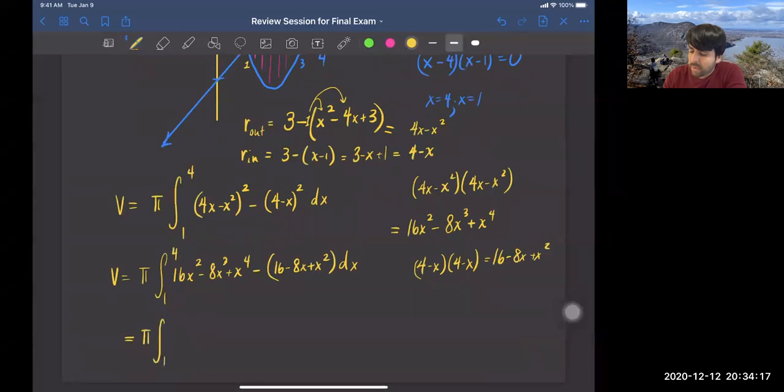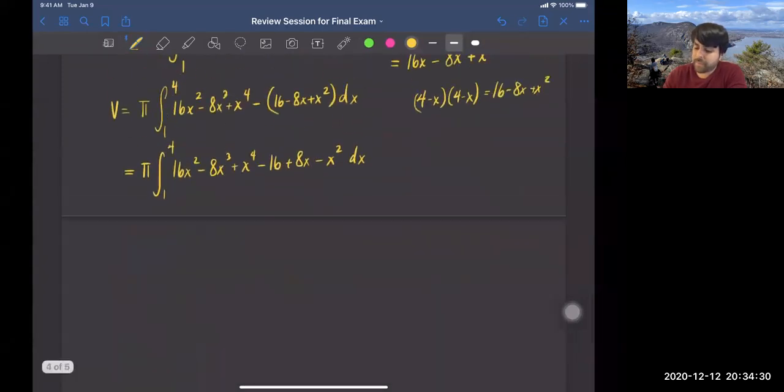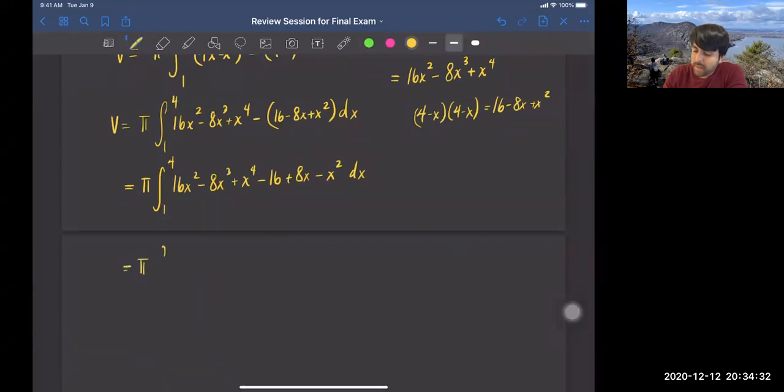Pi from 1 to 4. This is 16x squared minus 8x cubed plus x to the 4th minus 16 plus 8x minus x squared dx. This becomes pi from 1 to 4 of 16x squared. Can I combine anything? Yeah, the only thing I can combine is the x squared. So this becomes 15x squared minus 8x cubed plus x to the fourth minus 16 plus 8x dx.